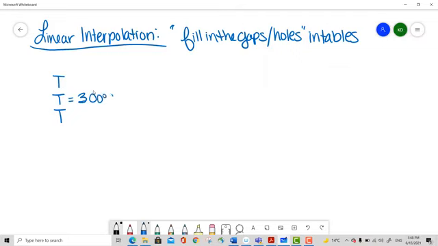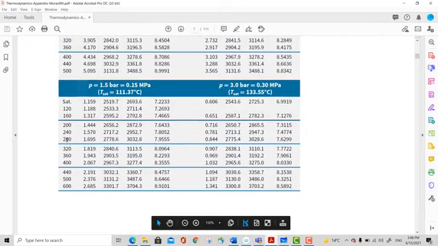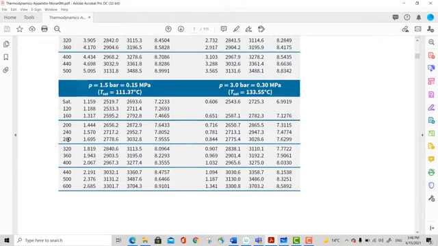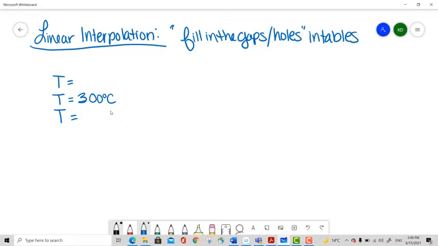300 degrees Celsius is what we're trying to find. And we know from our table that 300 degrees is located in between 280 and 320. So 280 is going to be our lower limit, and 320 is going to be our upper limit. The closer you can box in this hole, the better.